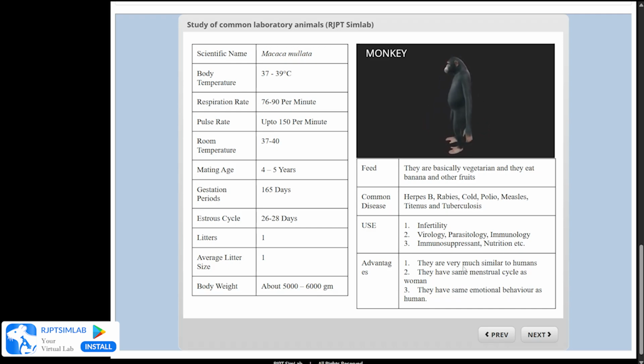The advantage of using monkey is they are very much similar to humans and they have the same menstrual cycle as women. They have the same emotional behavior as humans. So the monkey shows very similar behavior and characteristics as humans.